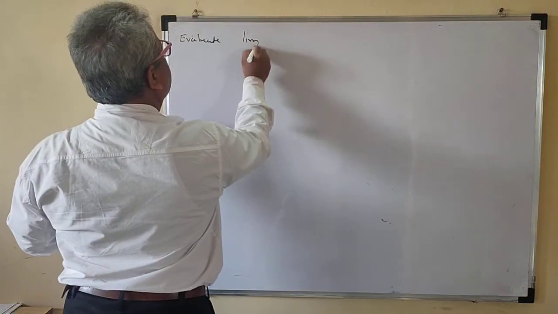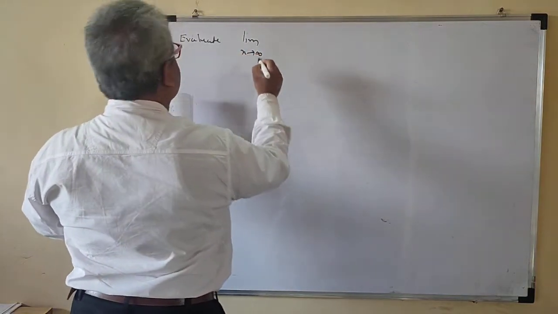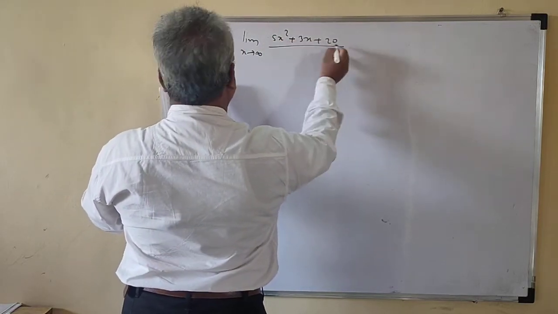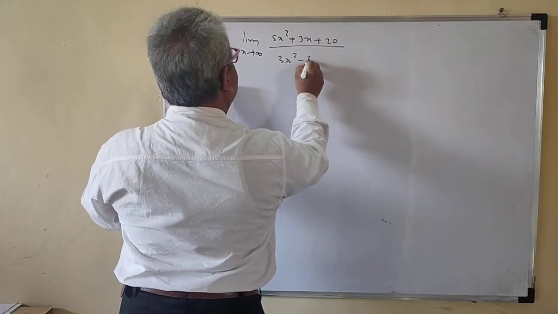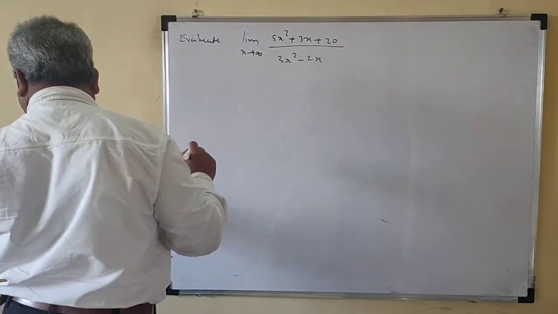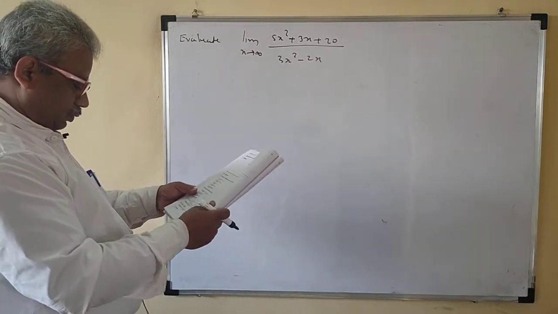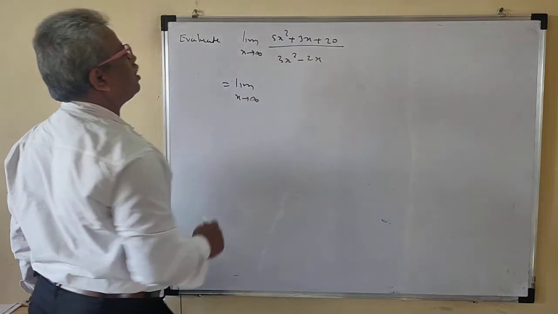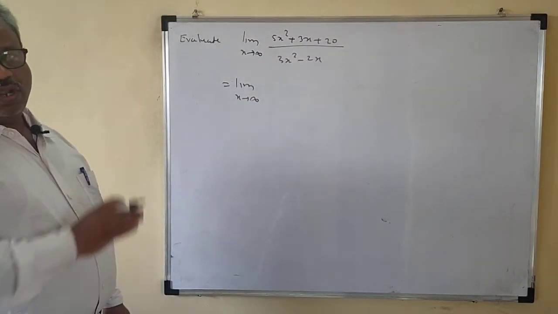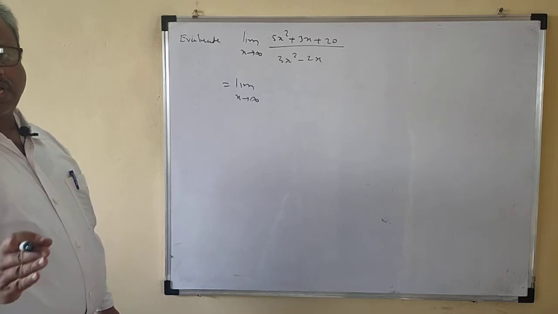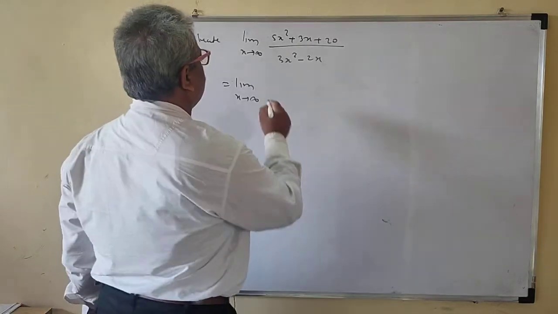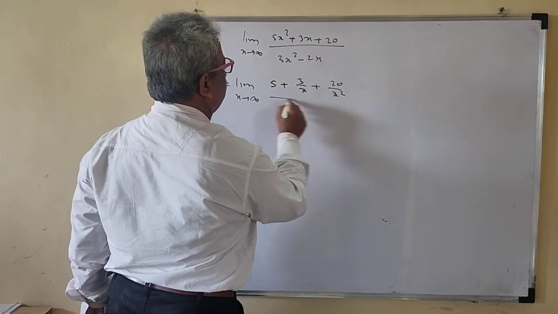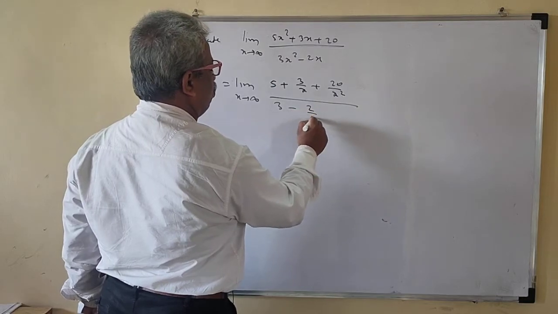Limit x tends to infinity of (5x square plus 3x plus 20) upon (3x square minus 2x). Okay, so now directly we can evaluate this one. Limit x tends to infinity. The maximum power of x is x square, so divide by x square each term of the numerator and denominator. So what we get is (5 plus 3 upon x plus 20 upon x square) upon (3 minus 2 upon x).